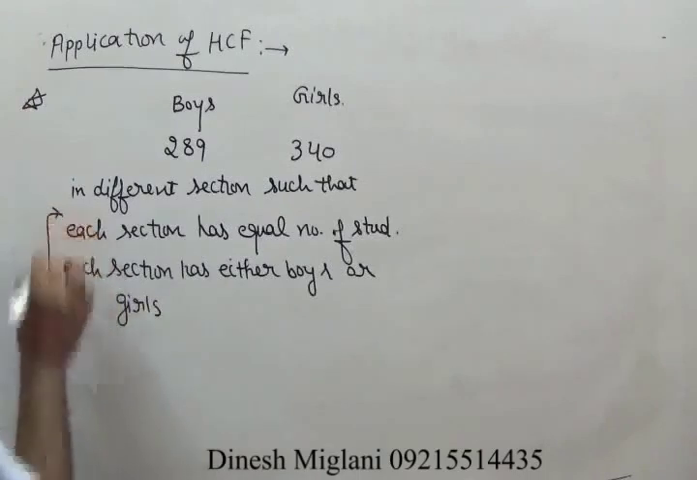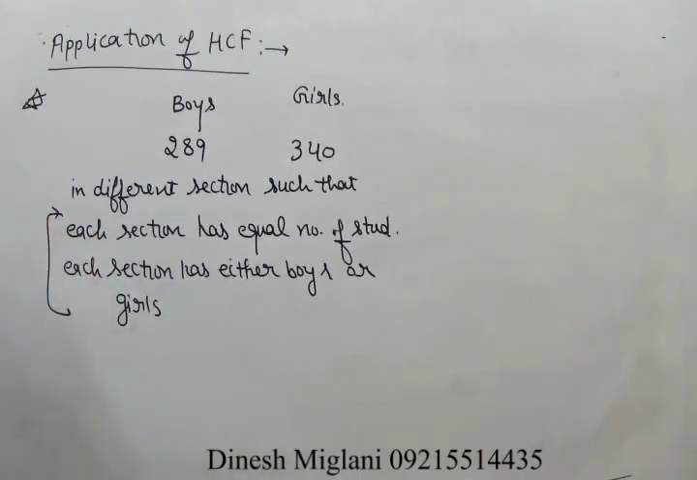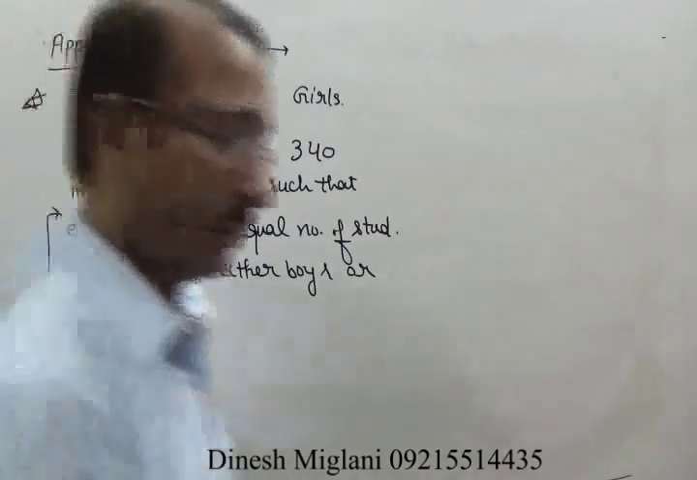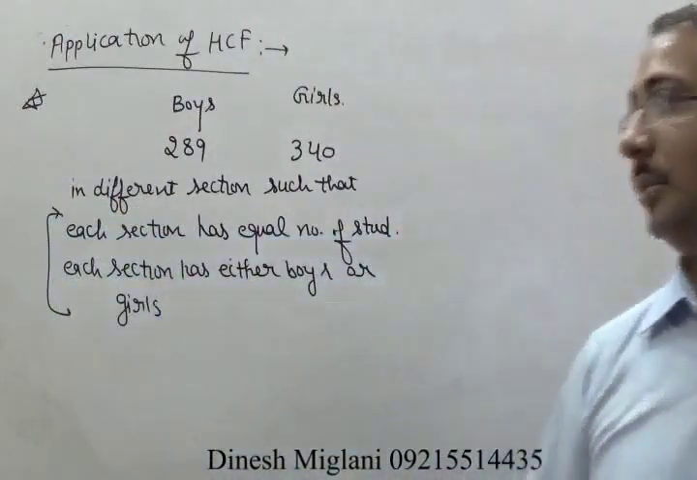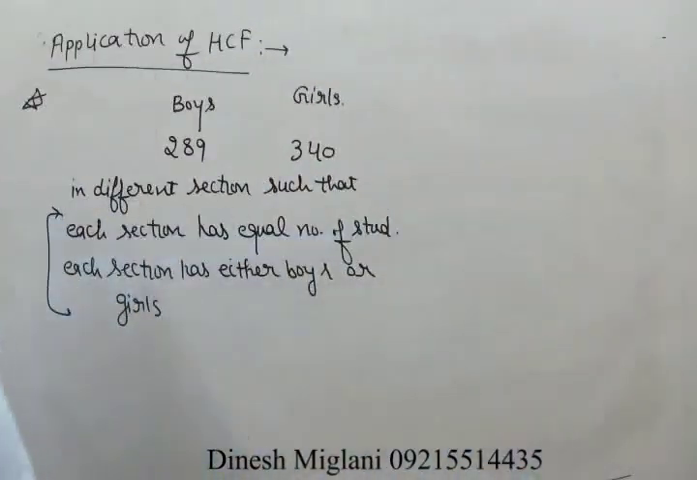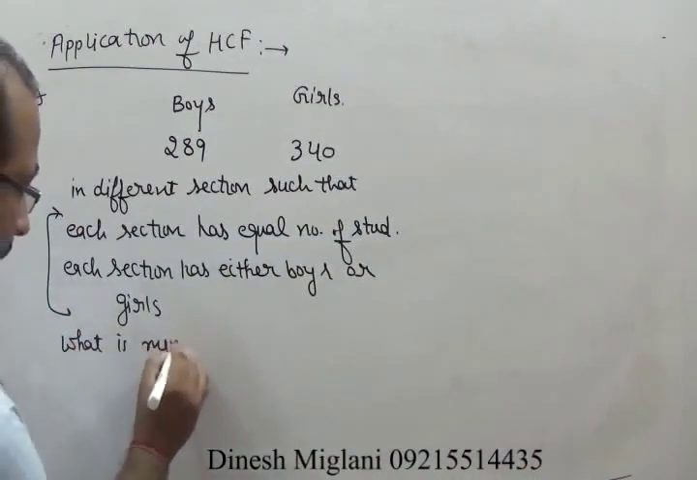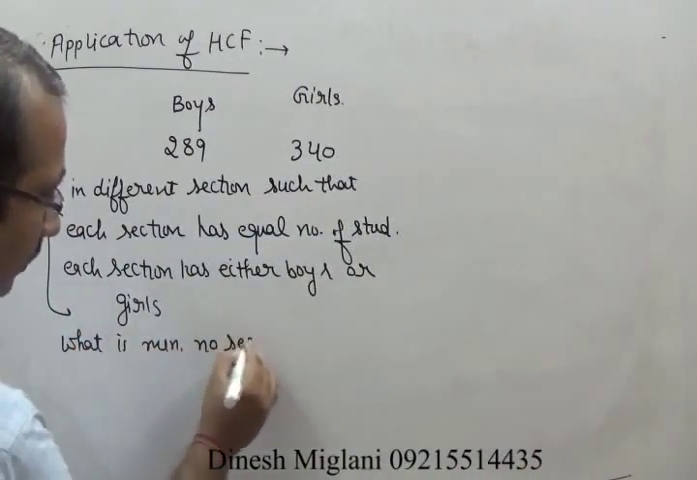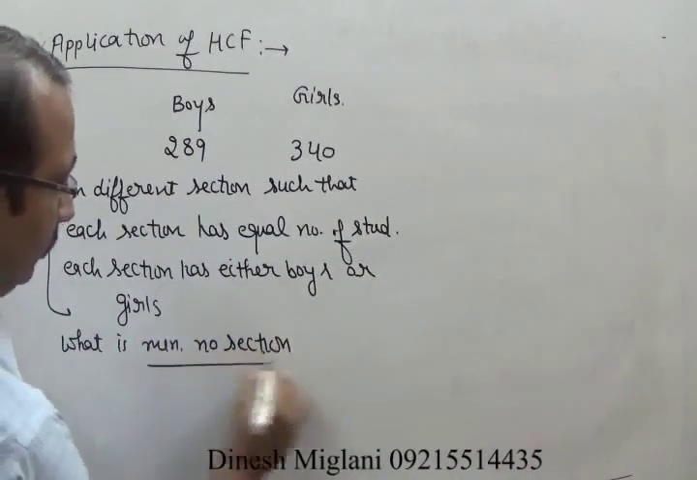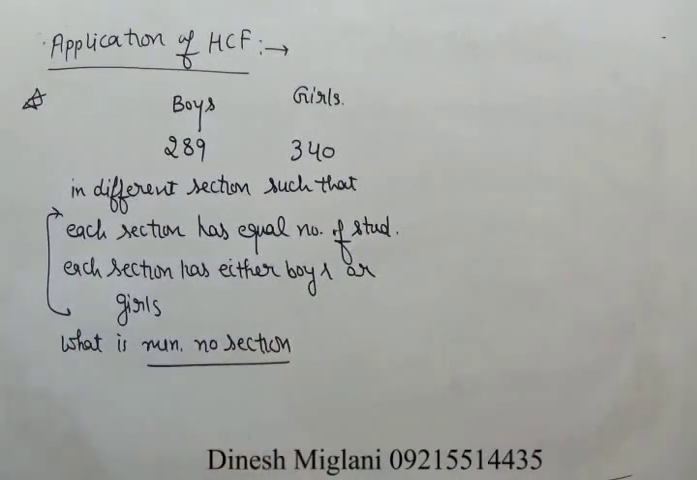The first case is each section must have an equal number of students, and the second is each section will have either boys or girls. We have to find out the minimum number of sections that are required. Now, from where will I start? This keyword is there: minimum number of sections required in order to accommodate the boys and girls.